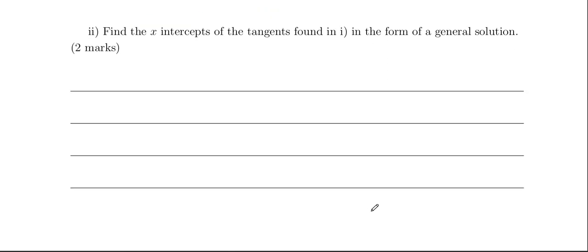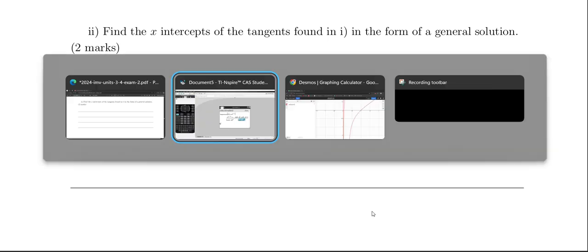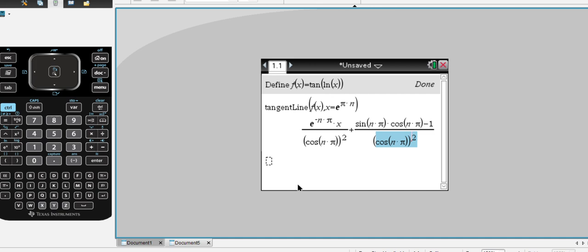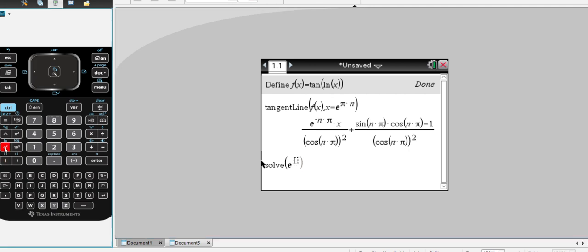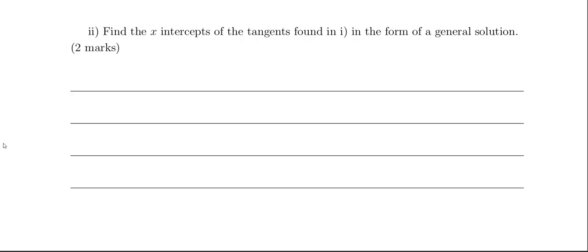All right. Now find the x-intercepts of the tangent found in part I in the form of a general solution. Okay, so pretty simple. Solve e to the power of negative pi times n, times x minus 1 equals 0. x is equal to e to the n pi, n an integer.